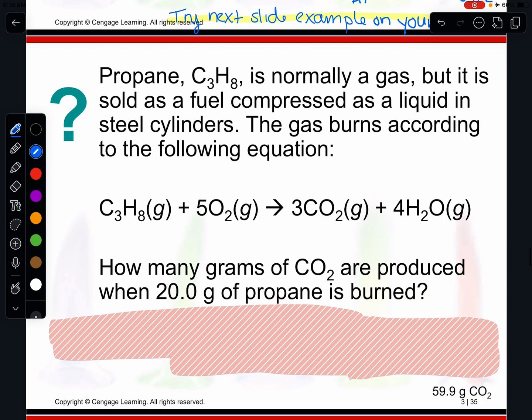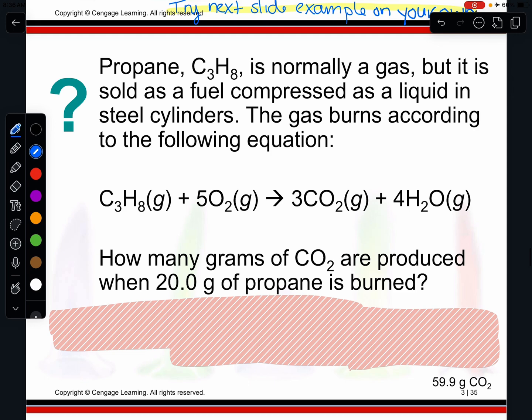So propane, C3H8, is a gas, but we can compress it into a liquid. We are given the reaction below. This is a combustion reaction. And so we're looking for how many grams of the CO2 when we're starting with 20 grams of our propane.